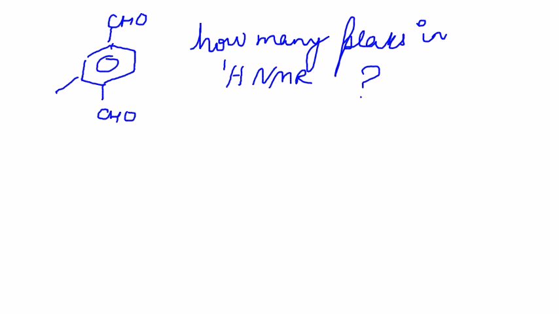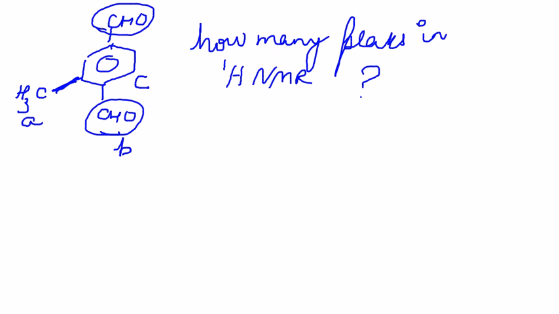Okay, let's take a look at another one. You're given a structure and the question is to predict how many peaks would you expect in the proton NMR of the structure. Realize there is a methyl right here, and so that makes this molecule an asymmetric molecule. So you're going to see a methyl, let's call that A. This aldehyde is different than the other aldehyde. So this will be B, this will be C, and D.